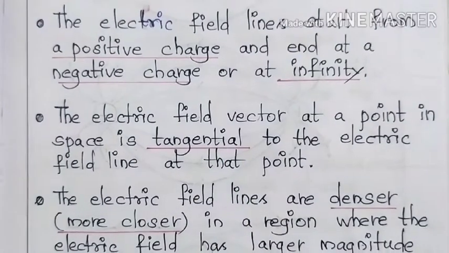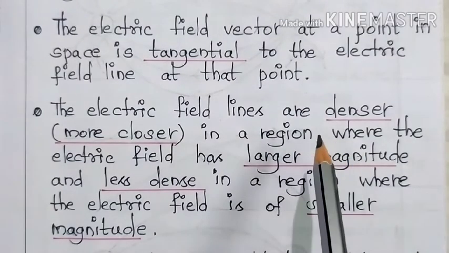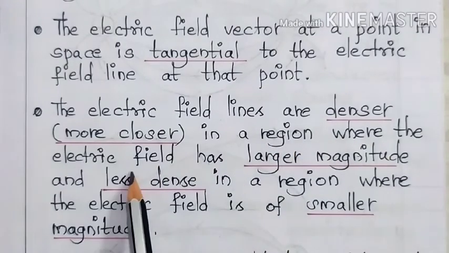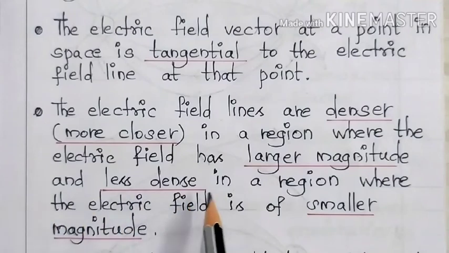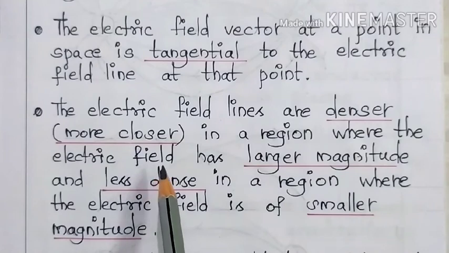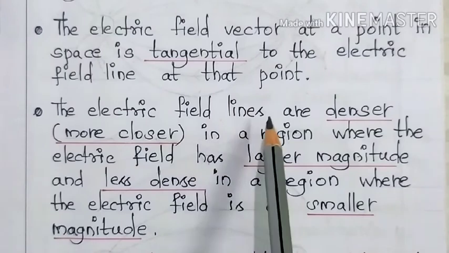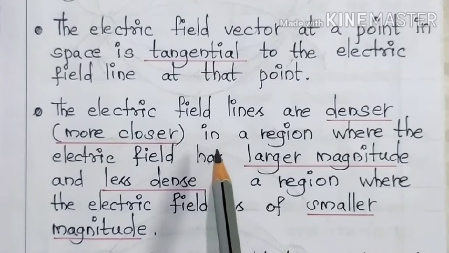Now the third point is the electric field lines are denser or closer in a region where the electric field has larger magnitude and less dense in a region where the electric field is of smaller magnitude. The meaning is, in a region where the electric field strength is more, there the electric field lines are denser. In other words, they lie closer to one another.